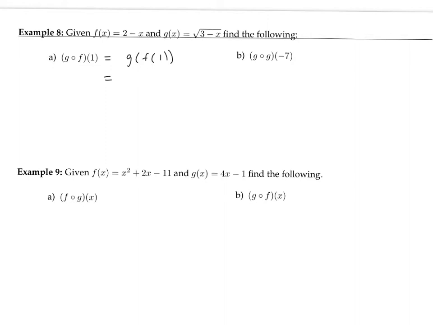Okay, so when you plug 1 into f, what do you get? 1. Does that make sense to the rest of you guys, how we got that? So I took this 1, 1 got plugged into f. 2 minus 1 is 1, right? Now what do you do with that 1? Put it into the g. So √3 minus 1 gives you square root of 2.